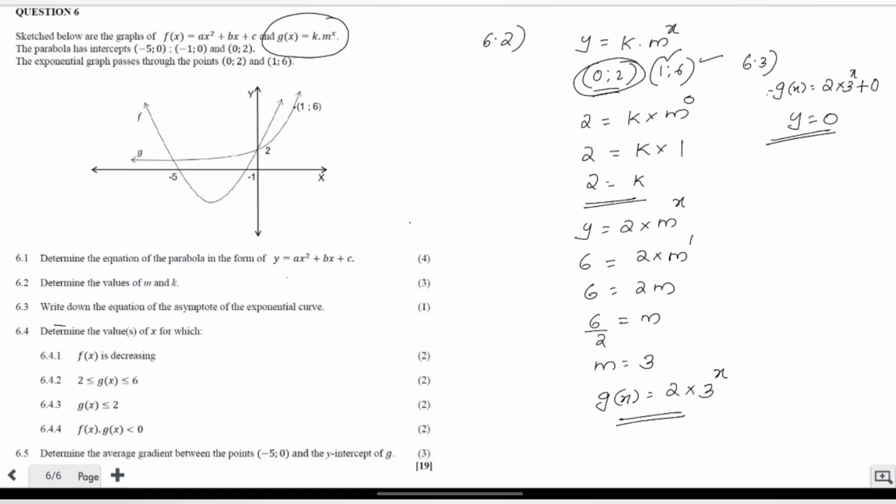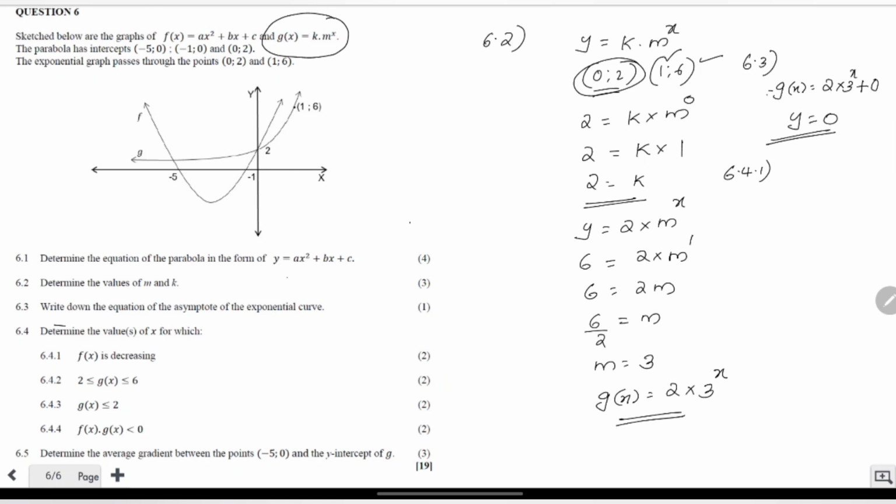All right. Now we move to the next question. What is that? Okay, the increasing and decreasing inequality questions are there. Graphically, you have to get the answer. Determine the values of x for which f of x is decreasing. F of x is decreasing, guys. That is 6.4.1.